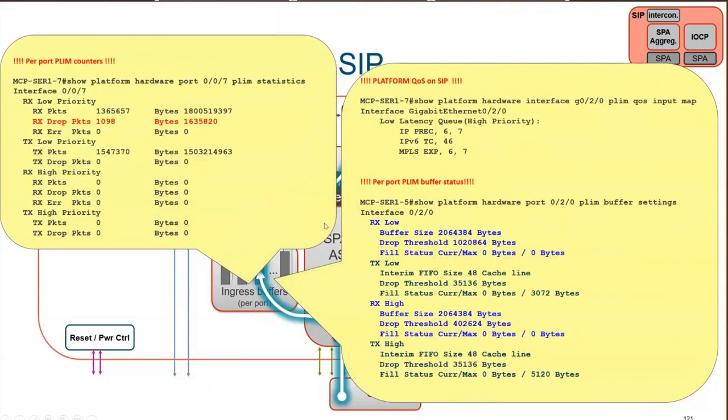So we have different outputs. In this per port output, we can check how many low priority RX packets were there, how many low priority TX, how many high priority RX, high priority TX. And among RX packets, if you see here, these many packets were received and these many were dropped. Based on this, we can confirm that the packets are being dropped on the SIP itself, and they are not reaching the QFP. So this is how we check if there are any drops on the SIP modules. Are you clear with this?